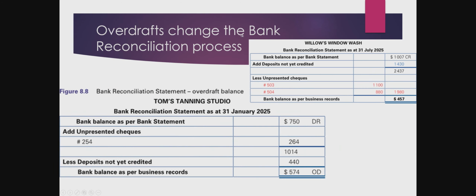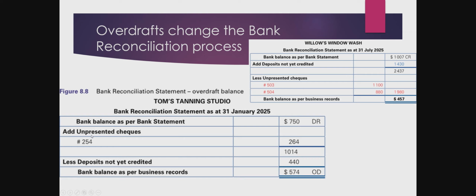So overdrafts change the bank reconciliation process. When you have an overdraft, guys, they invert the whole equation. So here's what a normal bank reconciliation looks like, where you start off with a positive bank balance. So here you go, we're negative 750. So the first thing we do is add unpresented checks, get this value. Then we less deposits not yet credited. And then it gives us a bank overdraft of 574.